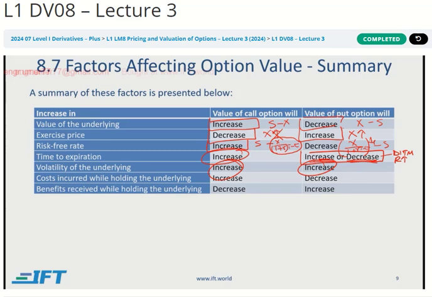Cost incurred will be good for the call option since you don't have to pay those costs, but it will be bad for the put option since you might have to be paying those costs. And benefits will decrease the value of the call option because the spot price will go down, and it will be good for the put option. Because the spot price will go down, and since it is X minus S that gives the value for a put, a spot price going down is good for the put option, but since for a call it is S minus X, a spot price going down is bad for the call option.